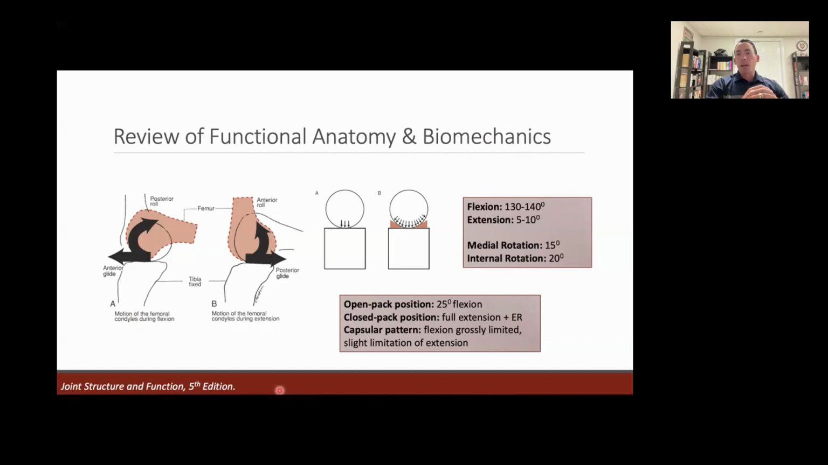They serve to deepen the fossa of the tibia, creating that congruency of the tibia and femur, and providing stability to the tibiofemoral joint. They provide shock absorption and lubrication to the knee, and they reduce friction during movement and improve weight distribution. And generally, the menisci follow the tibia with flexion and extension, and the condyles with internal and external rotation.